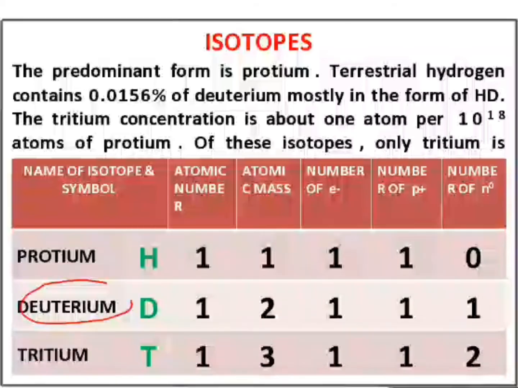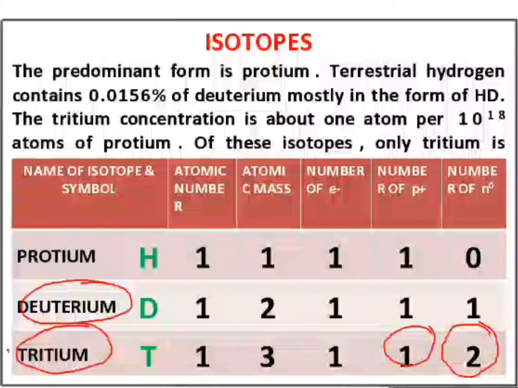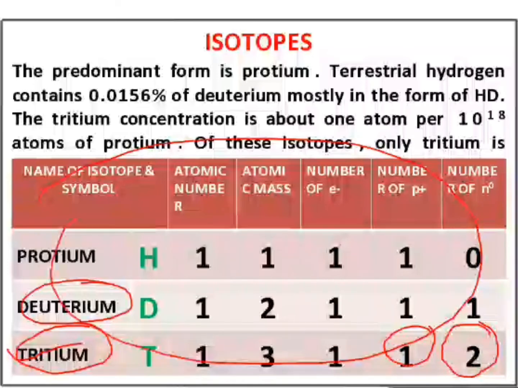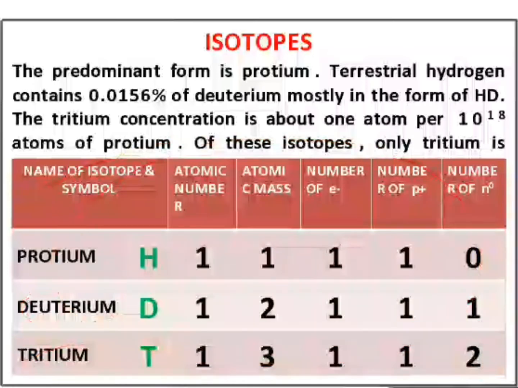And which isotope of hydrogen has number of neutrons twice the number of protons? So this is tritium. Which isotope is radioactive? Tritium. So these are some questions which are asked from this table. So this table is very important. So these are the isotopes of hydrogen.